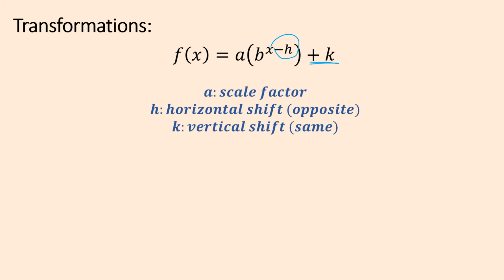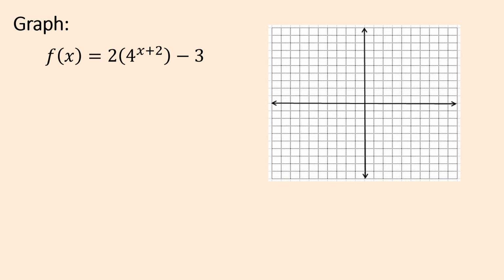y direction, and if we have a coefficient in front of that exponent, the base of that exponent, it's going to be a scale factor for the graph, so it's going to make it larger, or maybe shorter if it's a fraction. In this example, we have 2 times 4 to the x plus 2 power minus 3.